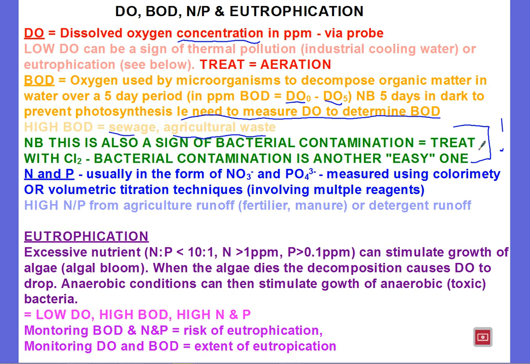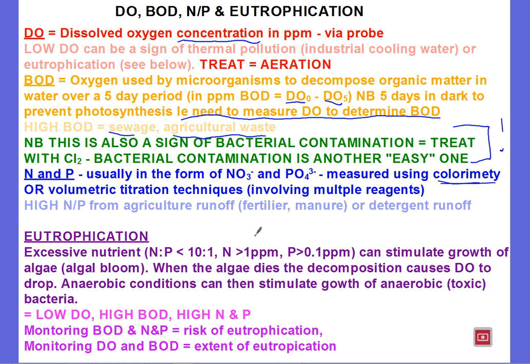Nitrogen and phosphorus are also pollutants that are linked to this whole system. Nitrogen and phosphorus usually come in the form of nitrate ions and phosphate ions. They're measured using colorimetry or volumetric titration techniques. They involve multiple reagents. I don't think you need to actually know them in detail, but you have to be aware that you can measure them through colorimetry and titrations.